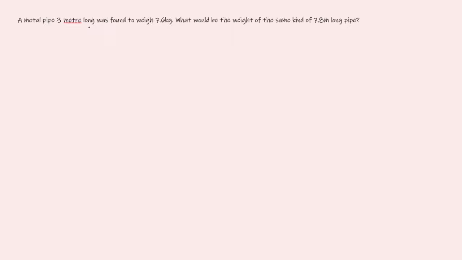The next question says that a metal pipe 3 meters long was found to weigh 7.6 kilograms. What would be the weight of the same kind of pipe 7.8 meters long? Now, here we'll set up our proportions. When we have a ratio that is the initial information that we're given, and we're required to use that information to find another information based on another ratio, what we're doing essentially is solving proportions. And so to solve proportions, we set up our proportions as so.